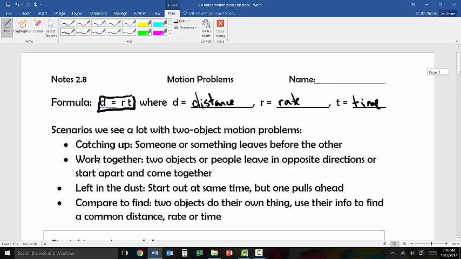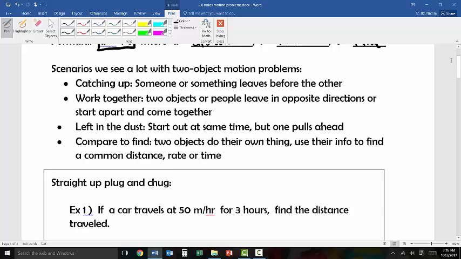So D will stand for distance, R stands for rate, and T stands for time. So what I did is I looked at a lot of the problems that we have to do, and it seems like there's basically 4 types of problems for most of the problems that we see that involve 2 objects. So I just named them based on what they look like they're doing.